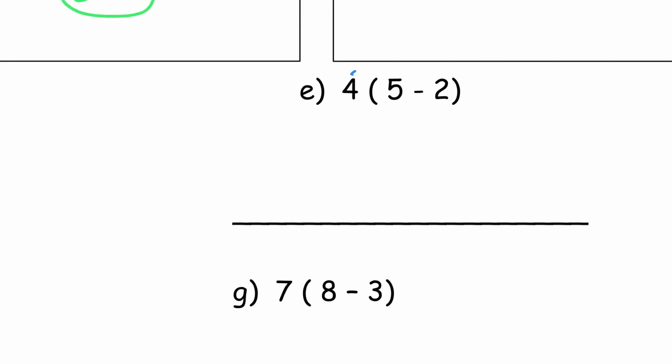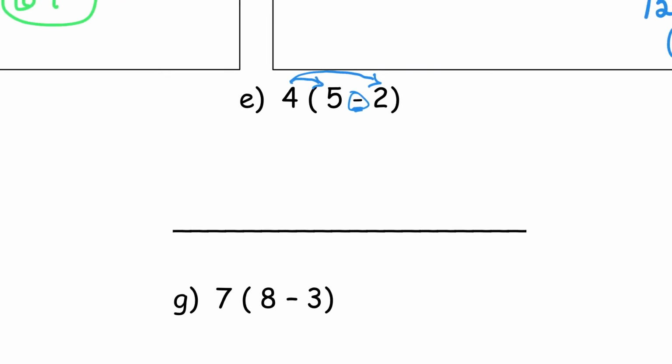For letter E, we're going to multiply 4 times 5. Now notice inside there's a subtraction sign. Be really careful. And then we have minus 4 times 2. So we'll take a look at that. 4 times 5 minus 4 times 2. 4 times 5 is 20, minus 4 times 2 is 8. 20 minus 8 is 12.